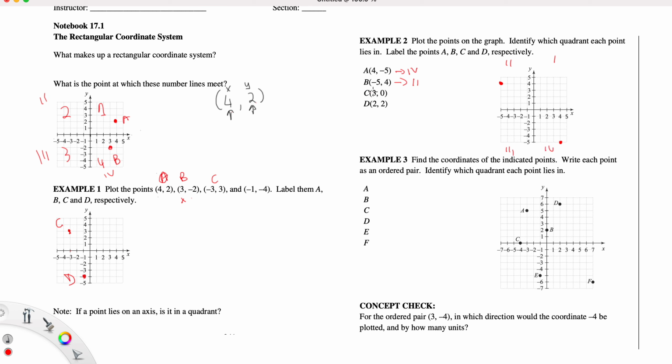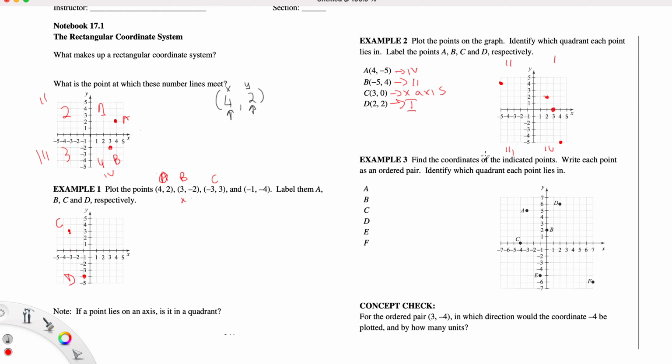All right, C, 3 and 0. X is 3 and then y is 0. That means you do not go up or down. So that one is going to be right here. It's not in a quadrant. It is going to be on the x-axis because you did not go up or down. And then the last one, which is 2 and 2, you go x 2 and up to y 2, which would be right here. And that is going to be in quadrant 1.